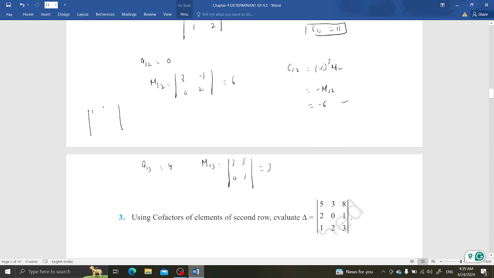This one, 1, 6, 7, 8. Okay, how can we solve it? 8 into 1 minus 6 into 7, just into 2 and find easily. Okay, now here we have C13, (-1)^4 M13, it is same as that M13, that is 3.